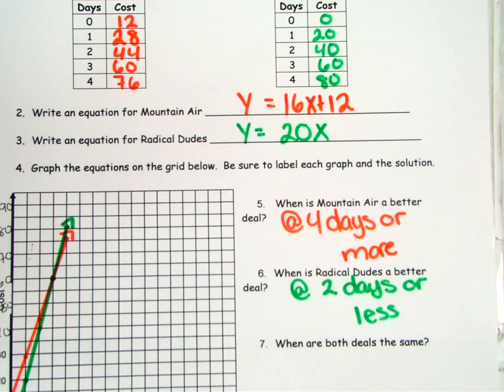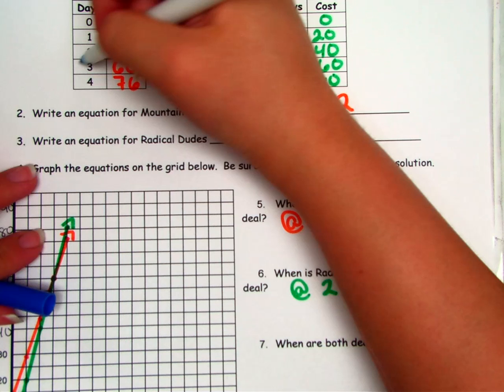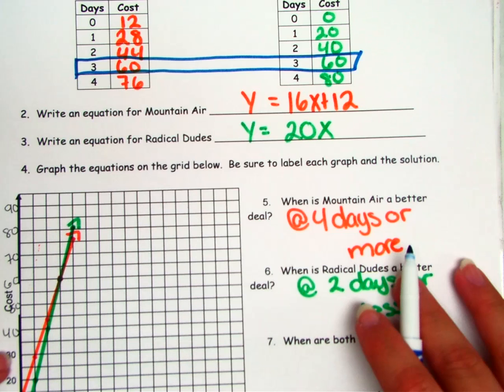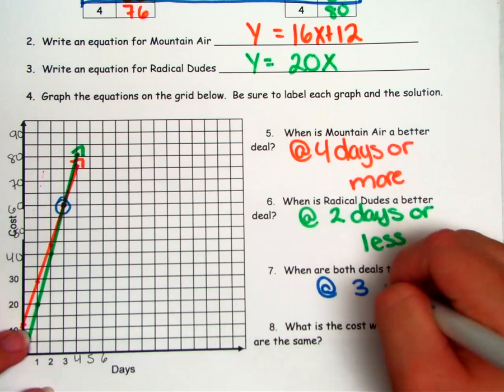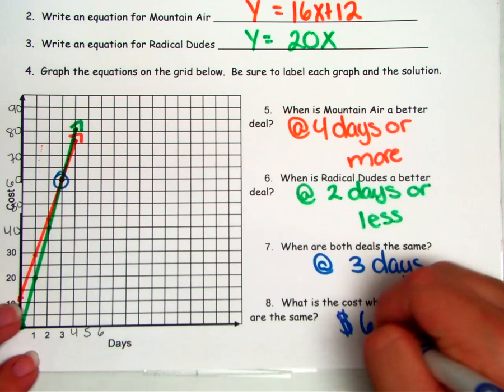When are both deals the same? Well, if we look at the 3, for 3 days, we notice on our table it's the same. And if we look at our graph, it crosses right here, which is at 3 days. So when are they both the same? At 3 days. And what is the cost? $60.